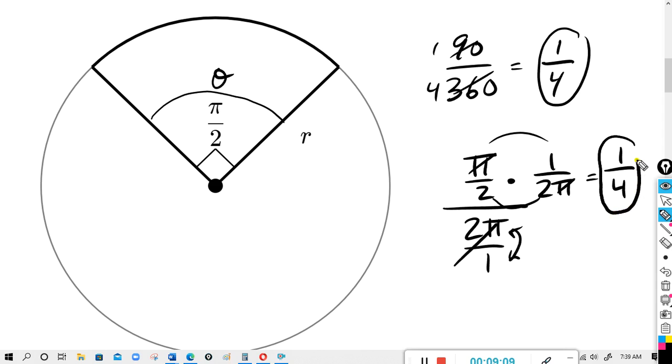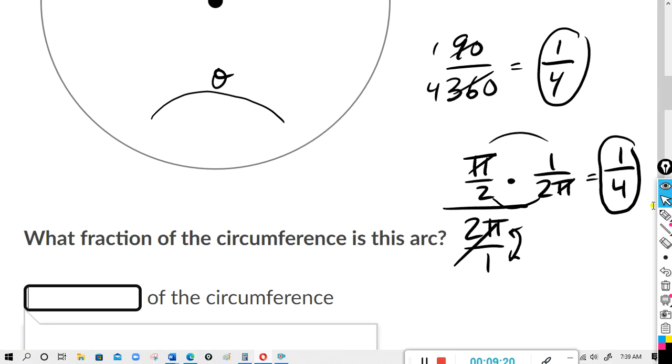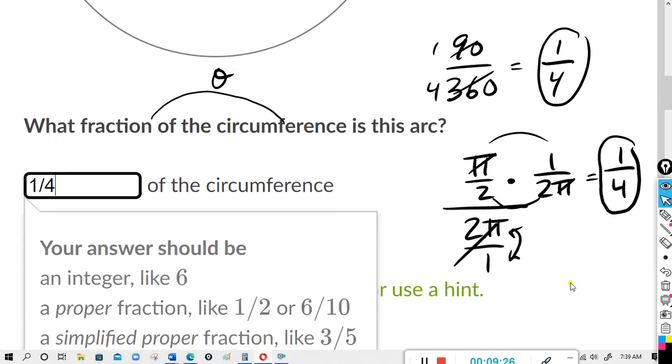So as you can see, you get the same answer. So just in case they didn't give you this right angle, you're dividing by 2 pi. All right, so the fraction is 1/4. I'm going to type 1/4 inside the box.